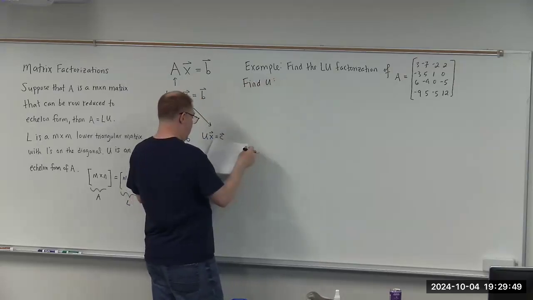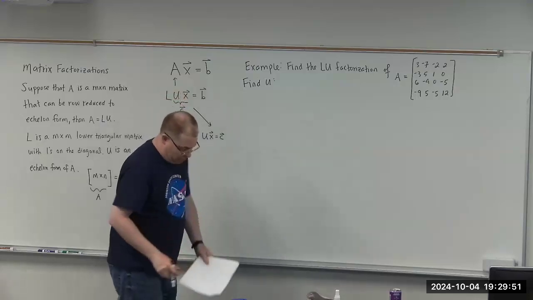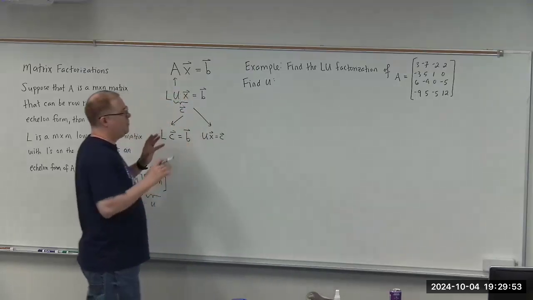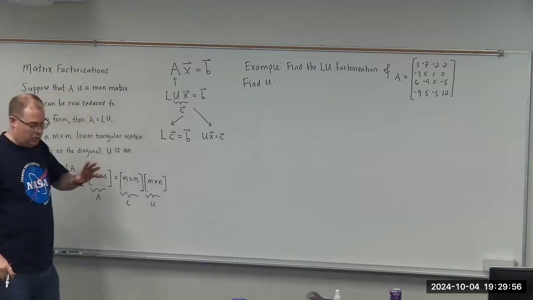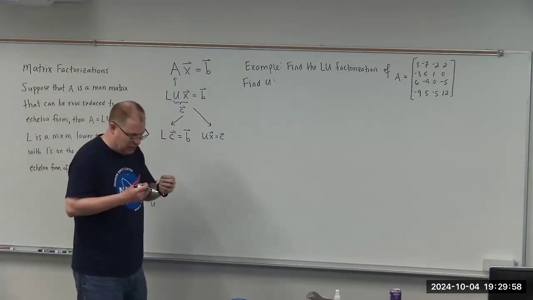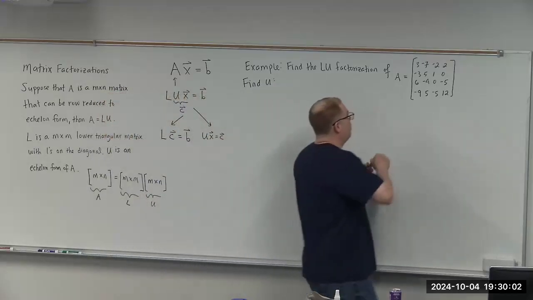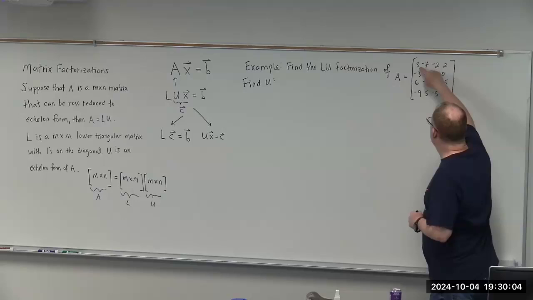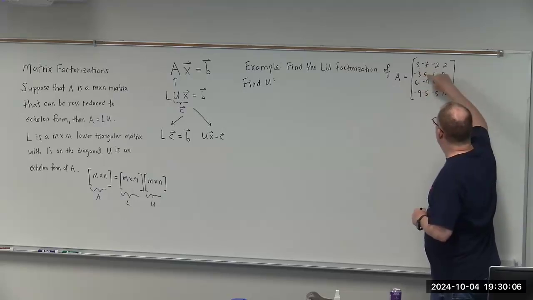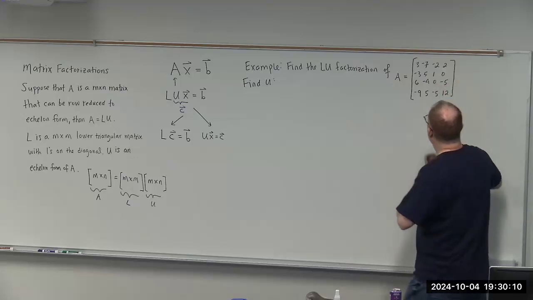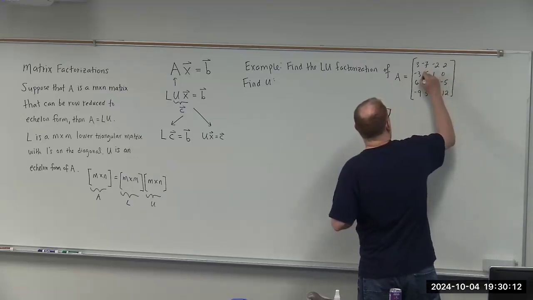So to do this, we have to do this a very specific way. Remember that we have our pivot here, and we use this pivot to make these zero. Then we use this pivot to make these zero, and then so on.